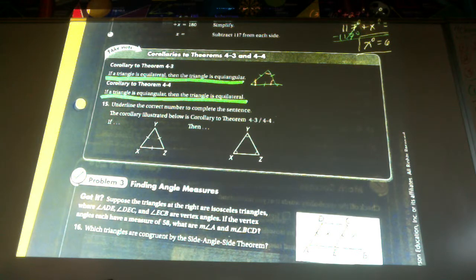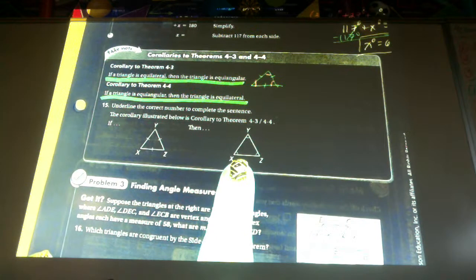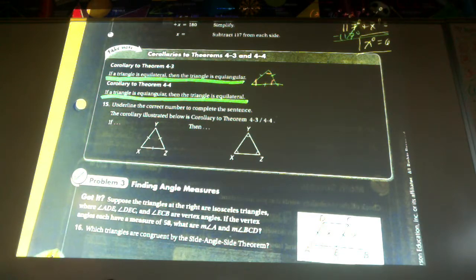So for 15, underline the correct number to complete the sentence. The corollary illustrated below is, well, we don't do numbers, so we'll just humor them for right now. But you've been given sides congruent. Your conclusion is that the angles are congruent, so which one is that? 4, 3.